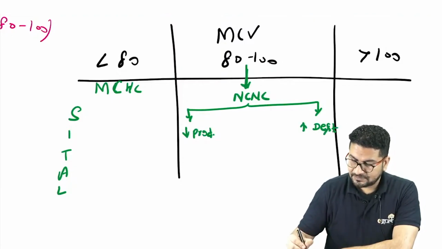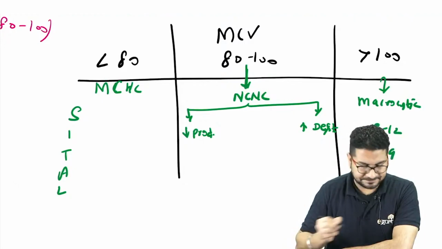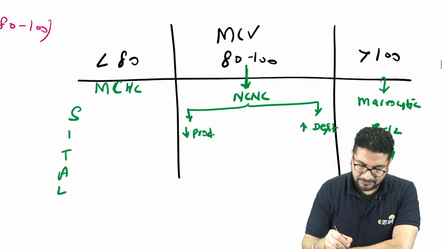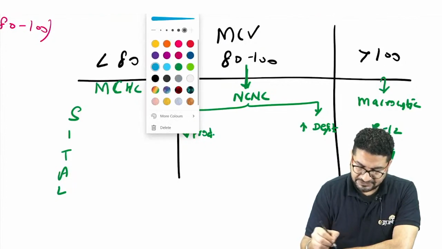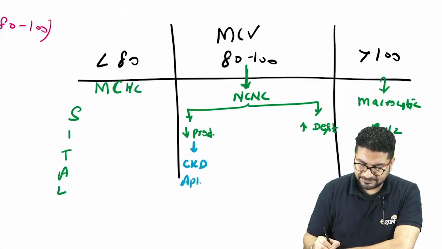We'll come to this. Okay, macrocytic, this is our macrocytic anemia. And in macrocytic, what I told you, you have to remember two things: B12 and B9. Now understand this. Normocytic normochromic anemia, I told you, is decreased production. Remember, it can be due to CKD or it can be aplastic anemia. Remember these two, that's it.